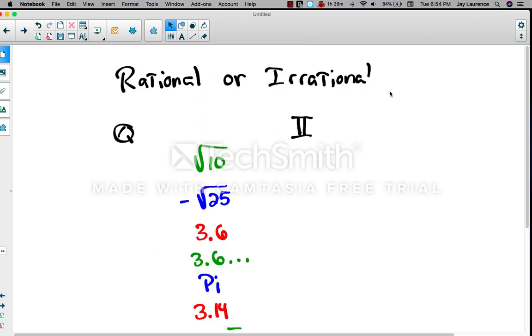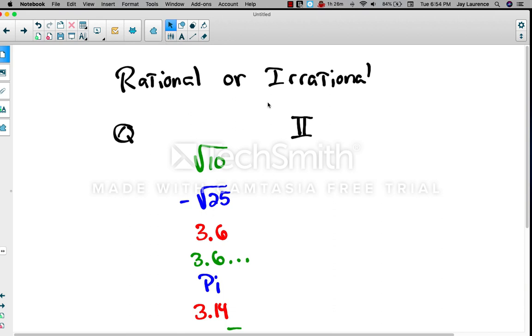Okay, here we go. Rational or irrational? Again, I want you to pause the video and then decide where these belong. Go ahead and write them in your notebook. Write rational, irrational, and put them where you think they go. If you haven't paused the video and tried this, please do so now.